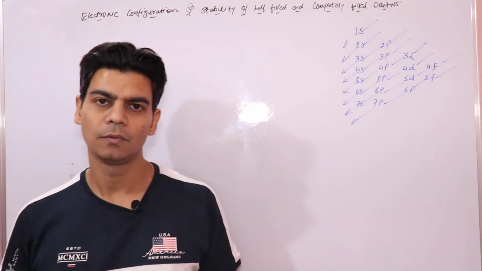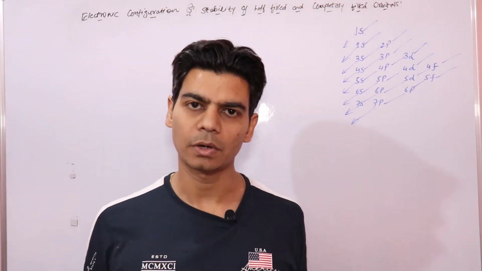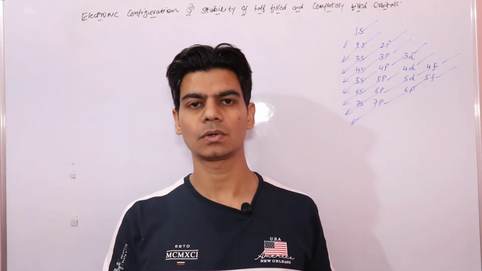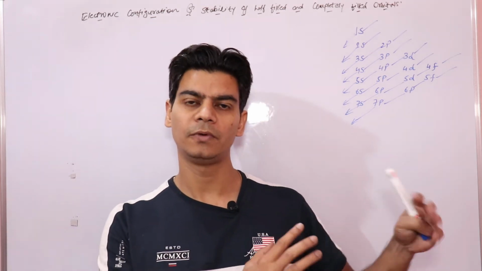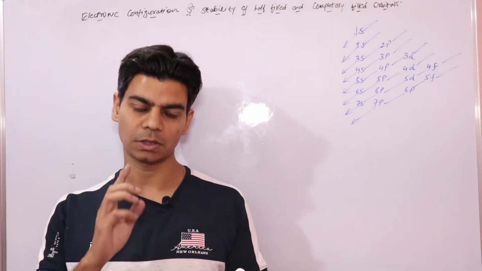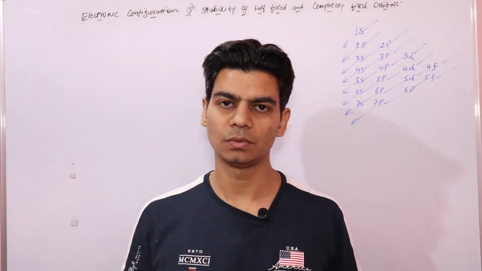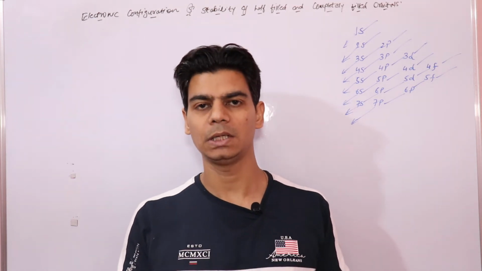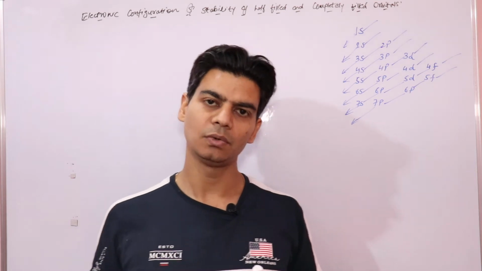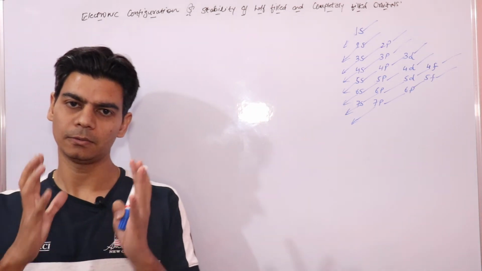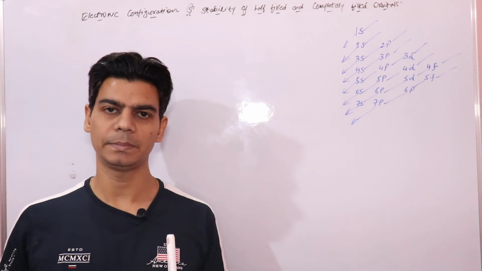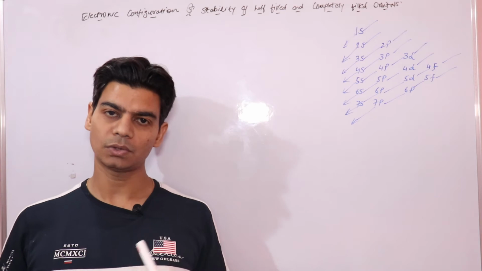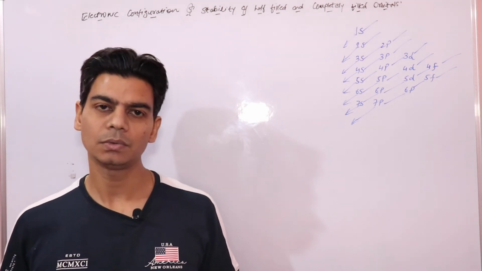Now in this class we would be looking into electronic configuration, based on our previous lecture, based on the rules of filling up orbitals with electrons, which are the Aufbau principle, Pauli's exclusion principle, and Hund's rule of maximum multiplicity. So while writing the electronic configuration, we need to make sure that we are filling up orbitals based on these three principles.